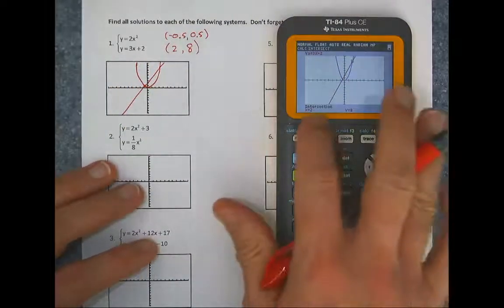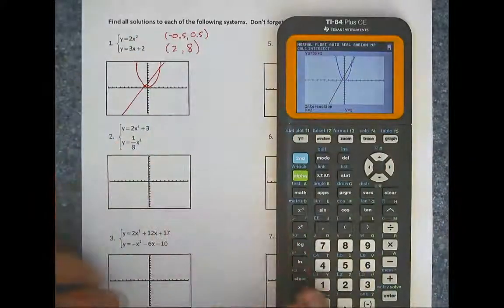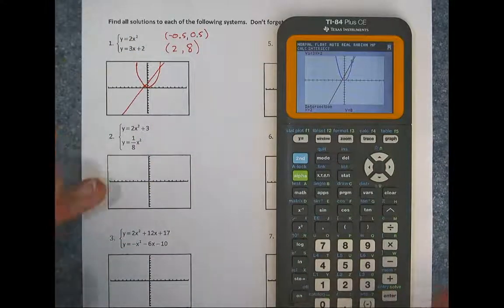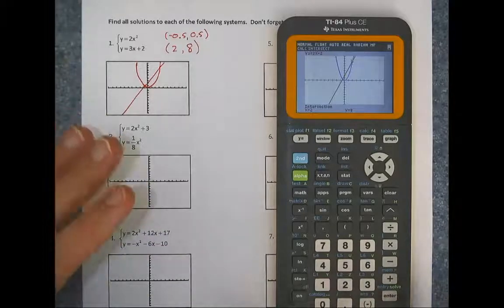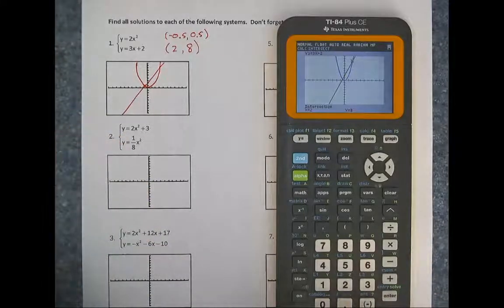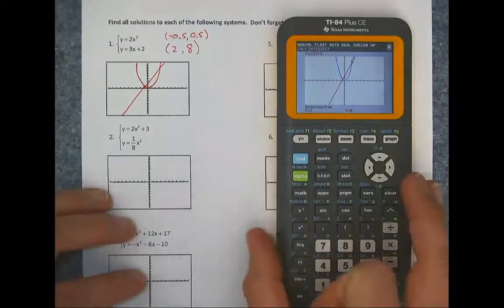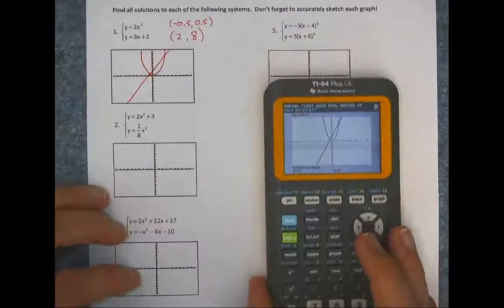Now notice we're getting nice whole numbers. That's because these were chosen on purpose to do that. Not every function in the world is going to cross another function at a perfect whole number. In fact, most of them won't. But these have been chosen like that on purpose so that you can get some nice answers. Let's do one more together here.